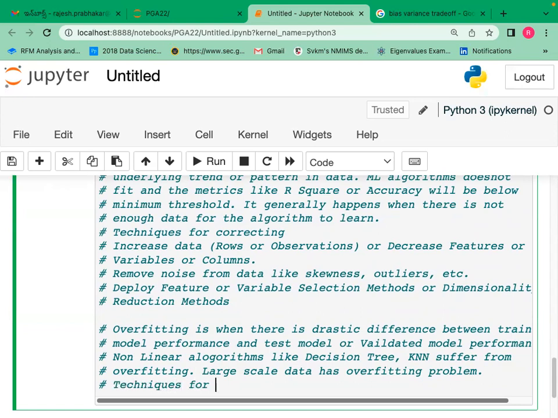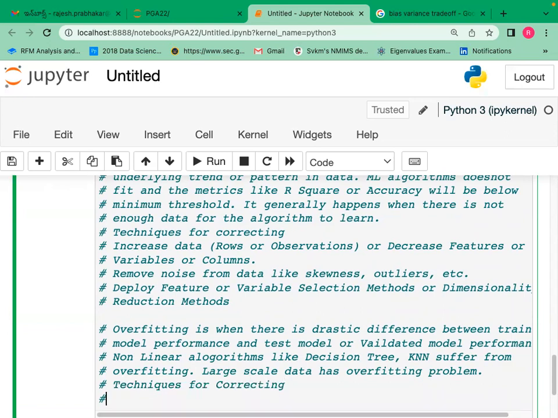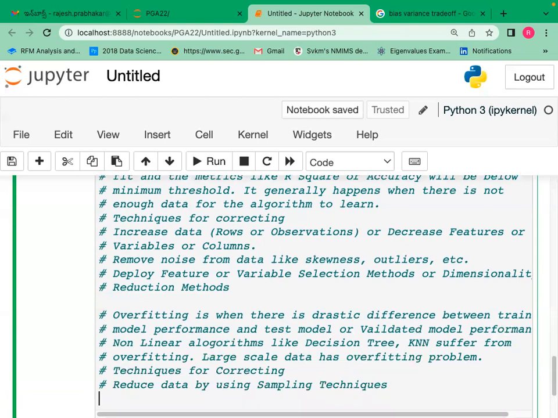Techniques for correcting. So, reduce data by using sampling techniques. First one is you can reduce the data size by using sampling techniques. Sampling techniques involve a random sample. You can take a random sample of rows. That is the preferred one. Stratified sampling, random sampling, judgmental sampling, where you choose, right? So different sampling techniques are there. You can use those sampling techniques and reduce the data.